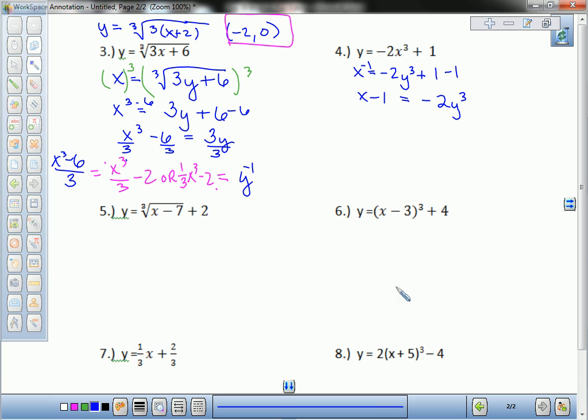Did you divide negative 2? And that is exactly what we do next. We're going to have to divide by negative 2.